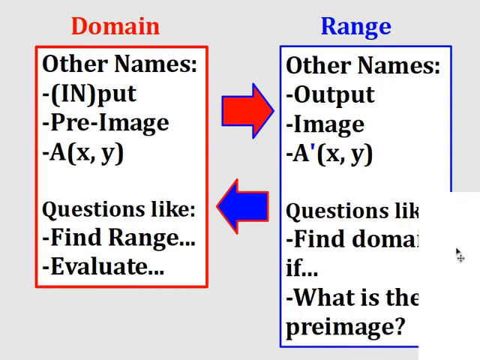Some questions involving range might look like, find the domain if A prime, B prime, C prime looks like this. What is the pre-image if X, Y, and Z? Given the image, find the domain. All of these different things will be indicative of finding each one of those pieces.